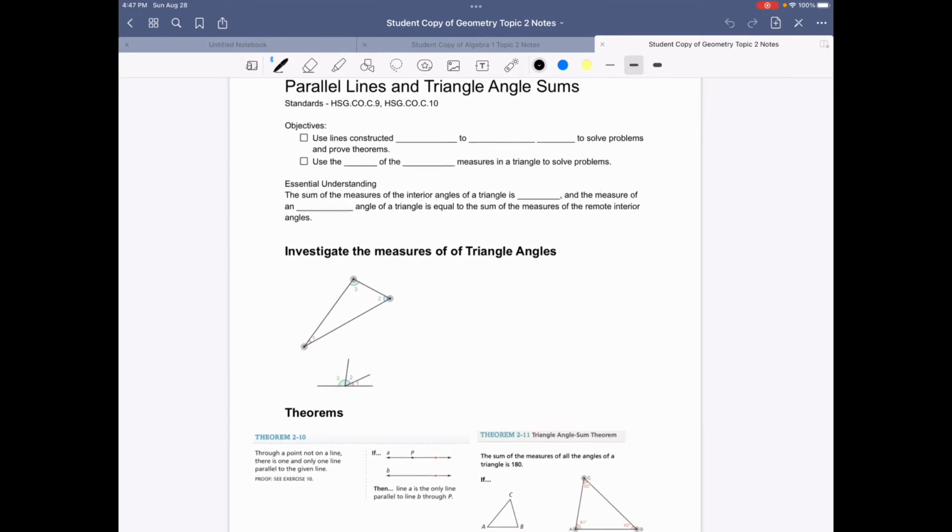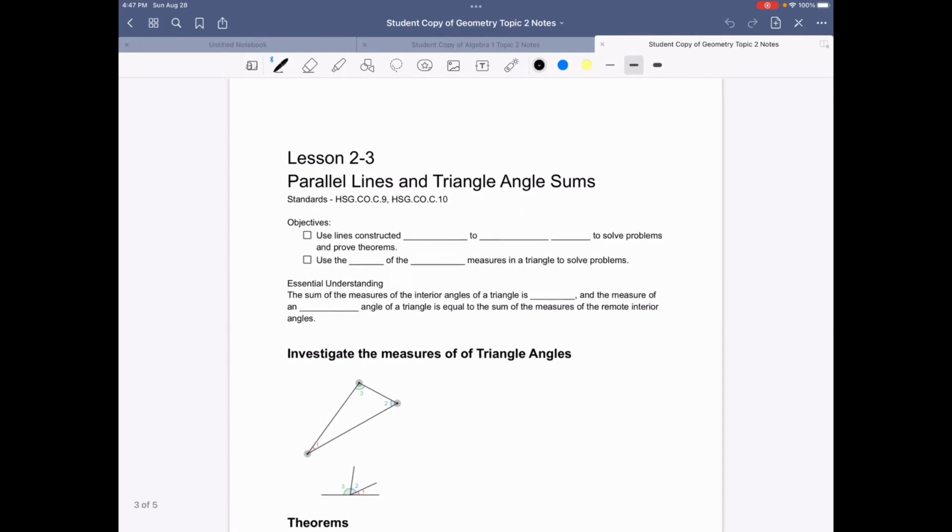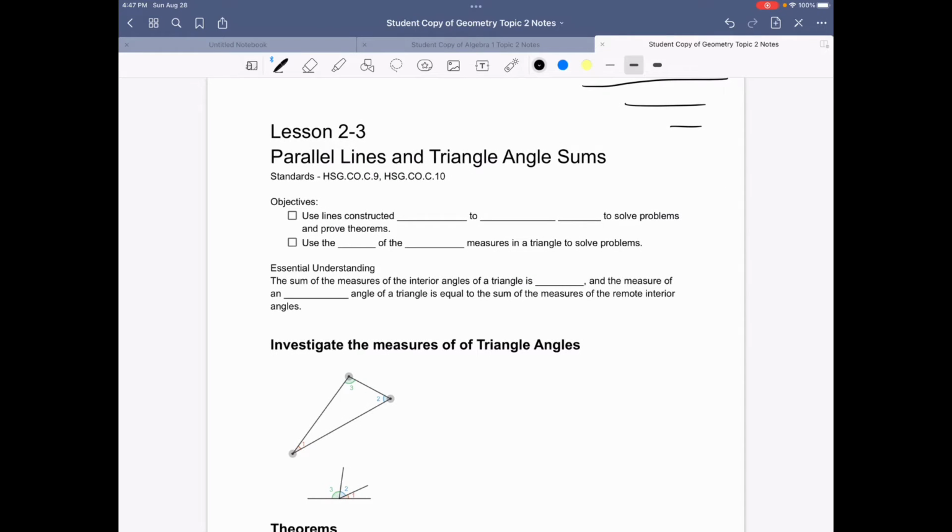Lesson 2-3, please remember to put your name on your paper and the date and the period. We will be looking at parallel lines and triangle angle sums.